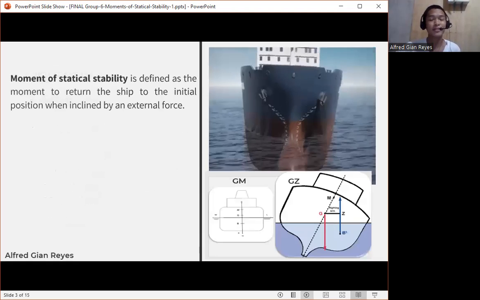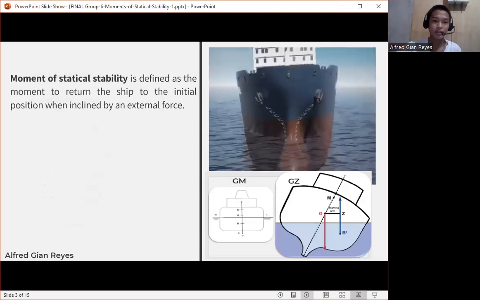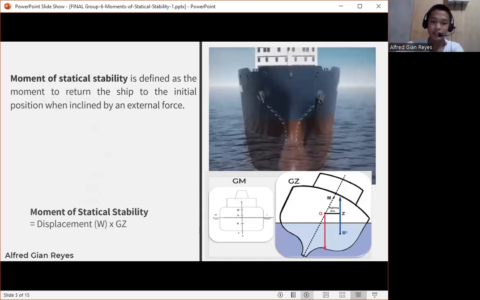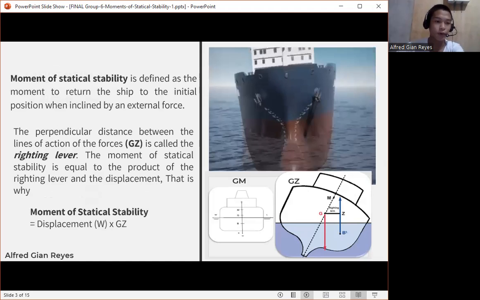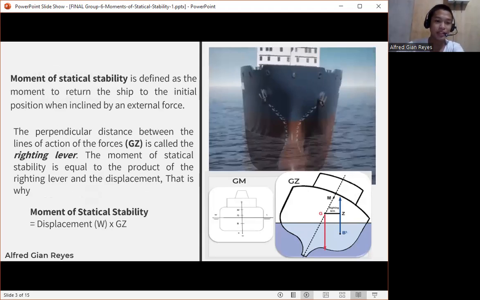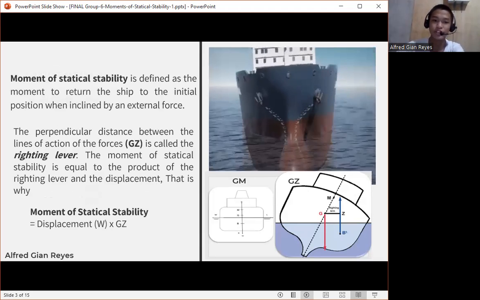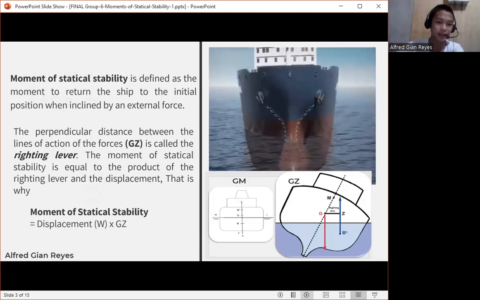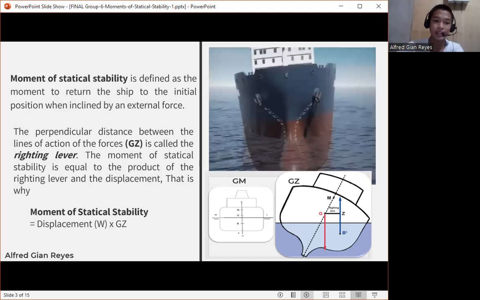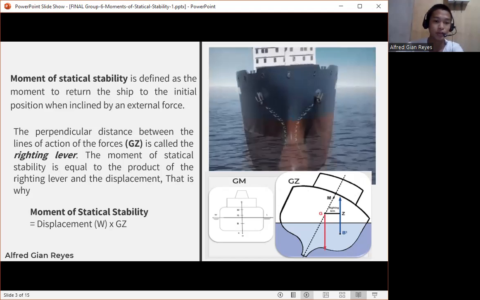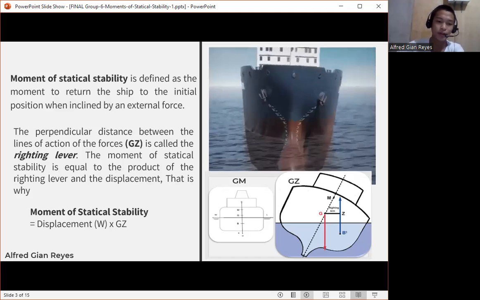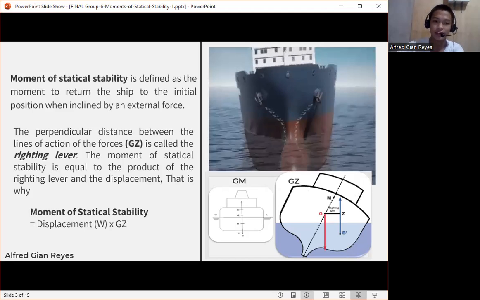Moment of statical stability is defined as the moment to return the ship to the initial position when inclined by an external force. So, let's now learn about the formula. The perpendicular distance between the lines of action of the forces is what you call GZ, also called the righting lever. The moment of statical stability is equal to the product of the righting lever and the displacement. So that is why our formula is W times GZ.